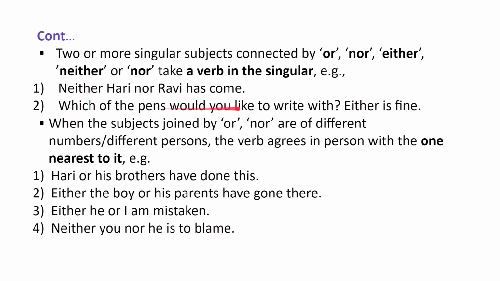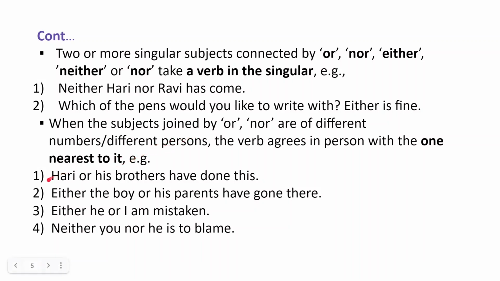Which of the pens would you like to write with? Either is fine. Next, when the subjects joined by or, nor are of different numbers or persons, the verb agrees in person with the one nearest to it.